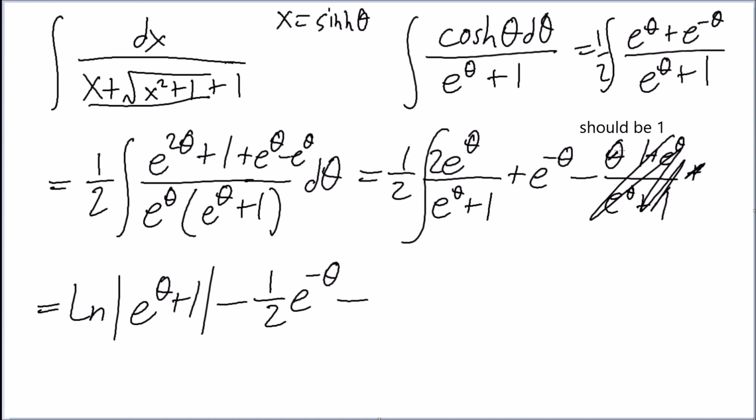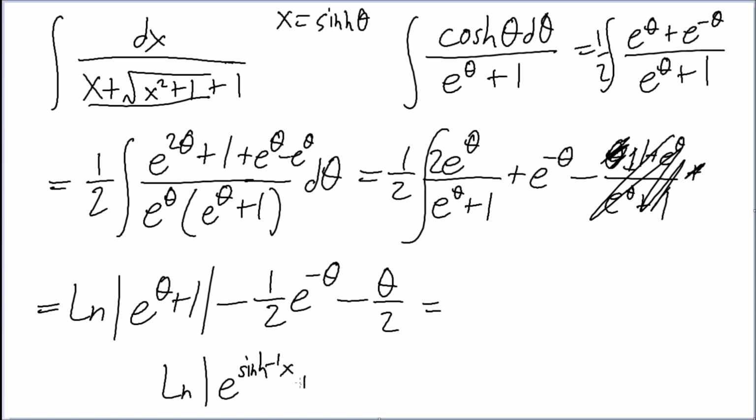I'm sorry, they're not theta. I don't know why I put theta. When you cancel this out, this would be 1. So it'll be negative theta over 2. Okay, and now we plug in inverse sinh. So what we have is e to the inverse sinh, x plus 1, minus a half of e to the negative inverse sinh, minus a half of inverse sinh.